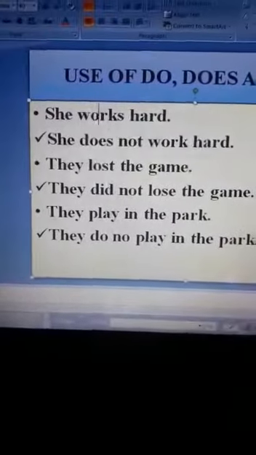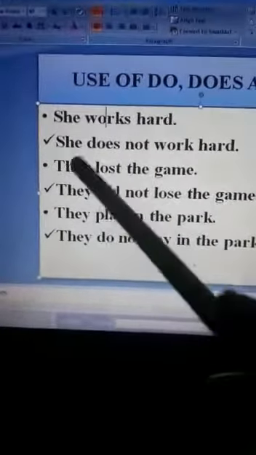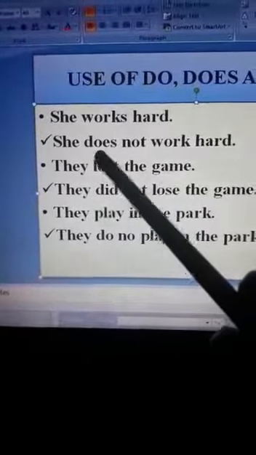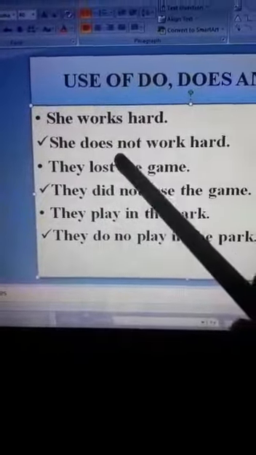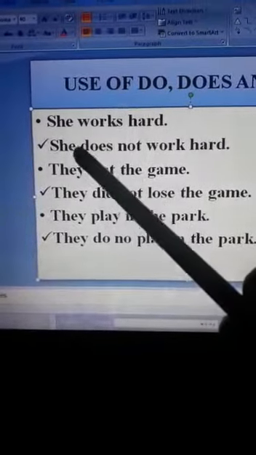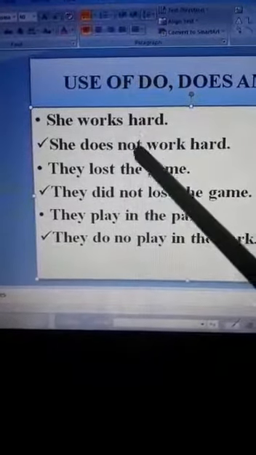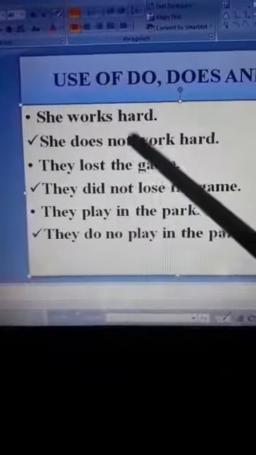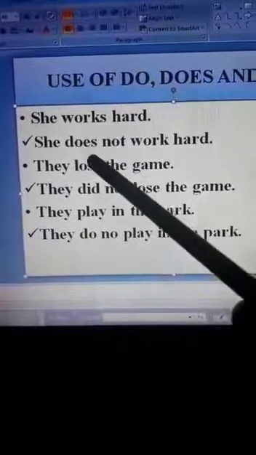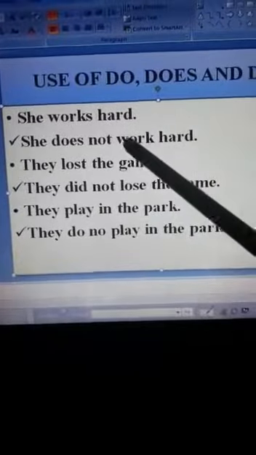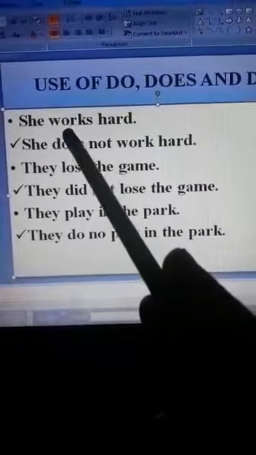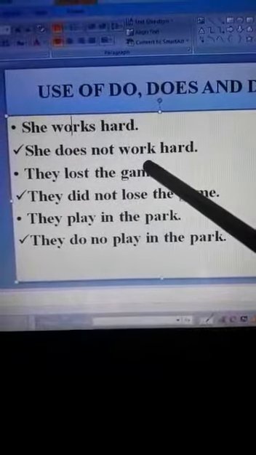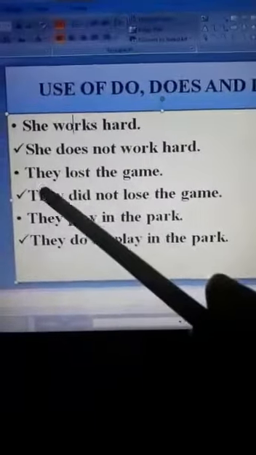Here it is work. Yes, dear students. So here we are going to use does for the singular subject, and not after the helping verb. So the sentence will be written as: She does not work hard. Works will become work because when we convert the positive sentence to negative sentence, after the helping verb the main verb will be written in the first form. Okay, let's take another example.